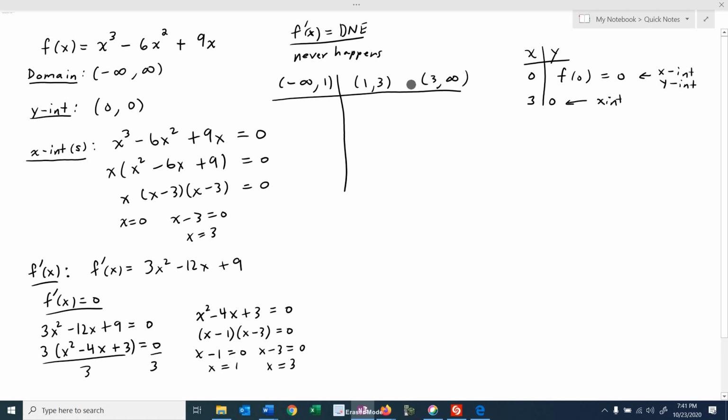Okay, and then what we're going to do is pick a test point in each of the intervals and plug those test points into the first derivative to see whether the function's increasing or decreasing in those intervals. Let's use 0 for this test point. So f prime of 0 gives us 9. Remember, if the first derivative is positive, that means the function's increasing.